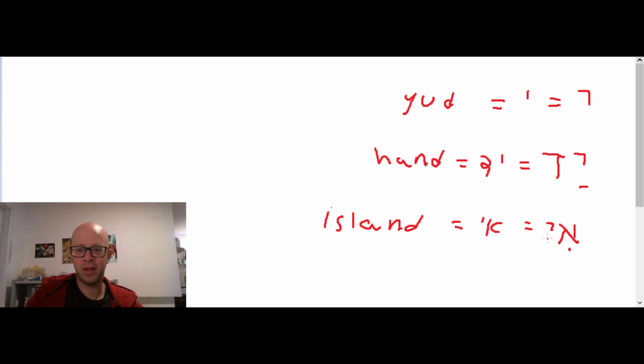So here you see the E sound. So it's like the letter I in English, or the letters EE together, like in the word bee. So E and Yad, a hand and an island. So this is letter Yud.